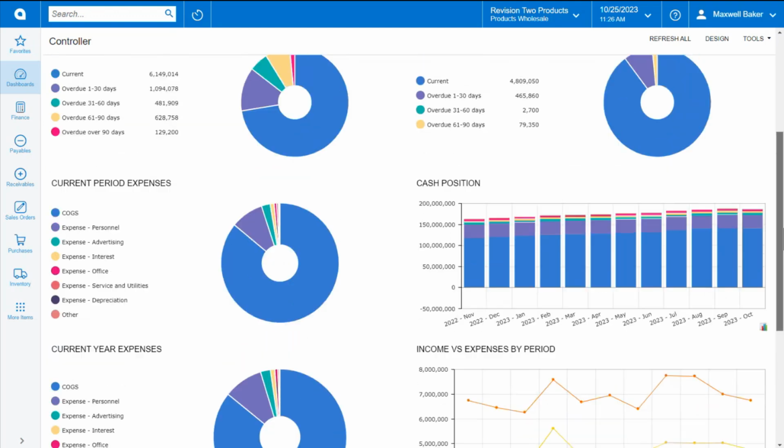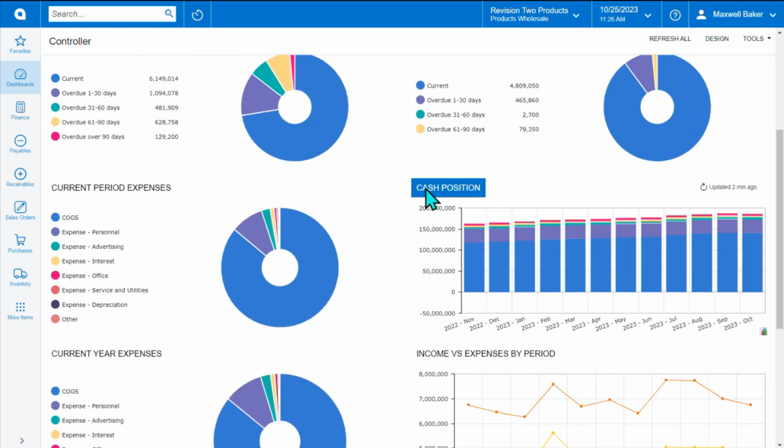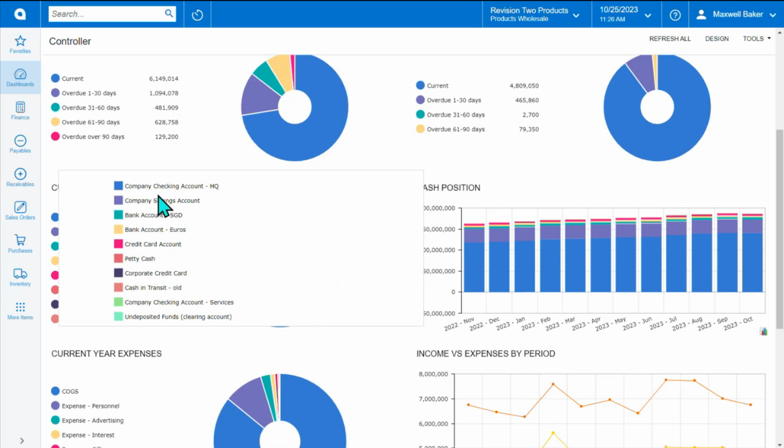that we're measuring. When I look back at the cash position, you note there's not a legend. The legend is in the bottom right-hand corner. If I click on the legend, it shows me what each of the items are that make up this cash position, the majority of which is the checking account.